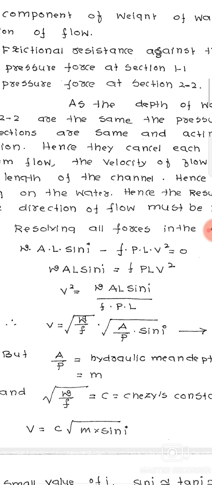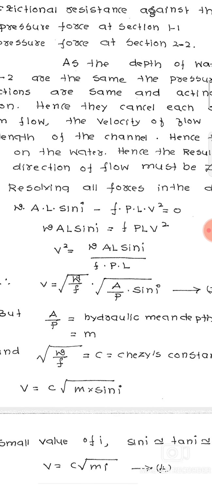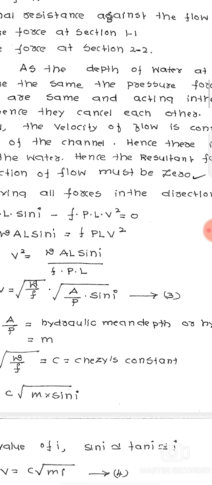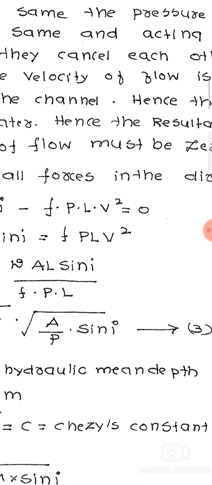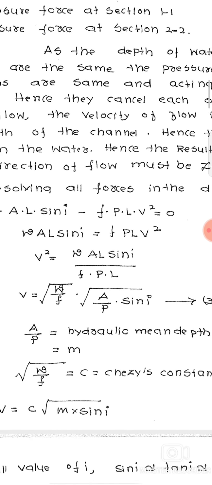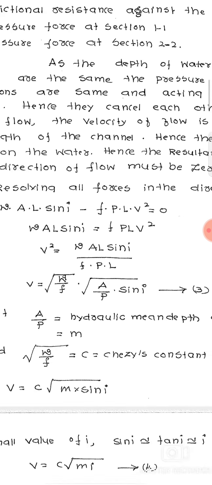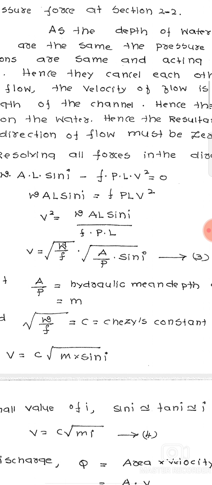the component along the direction of flow, in terms of weight, will be WAL sine i, minus the frictional resistance against the motion of water, which is fPLV square. That will be equal to 0. Or I can say, from equations 1 and 2, WAL sine i will be equal to fPLV square. Then V square is equal to, sending the remaining terms to the other side, WAL sine i by fPL. Then V will be equal to the square root of WAL sine i by fPL.